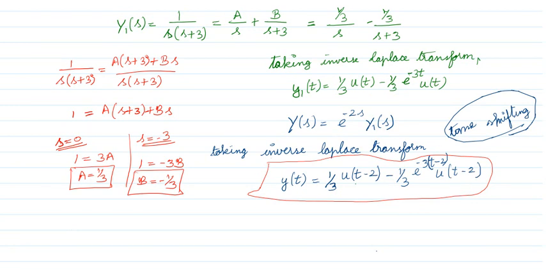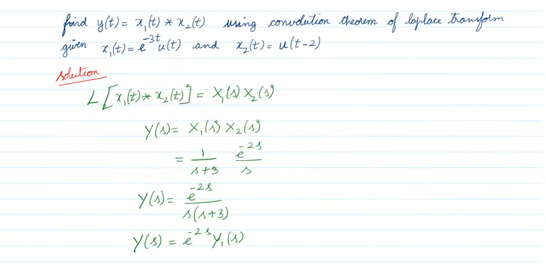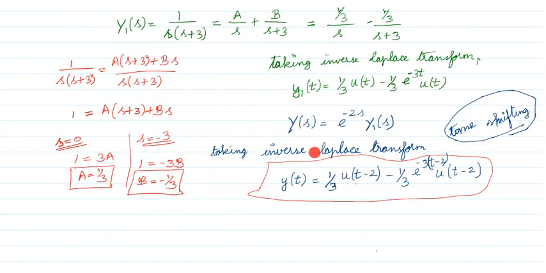So we have got the convolution of the two signals in the time domain, given x1 of t, x2 of t. What we did, we went into the Laplace domain, solved it there, and got this. After getting the Laplace domain result, we took the inverse Laplace transform and again got the time domain. This is the easiest method to solve using Laplace transform.